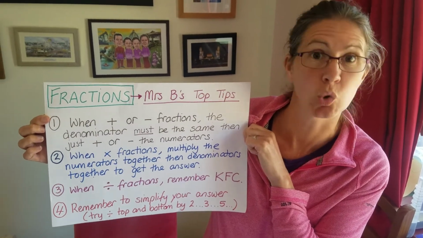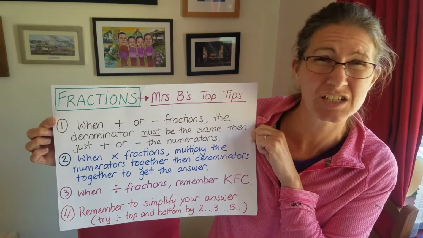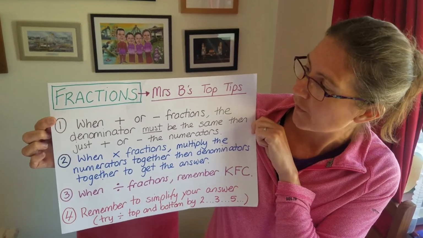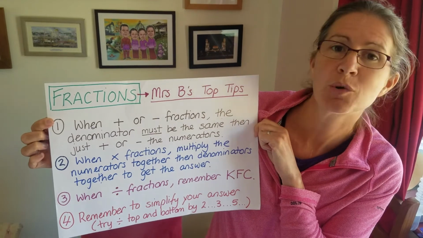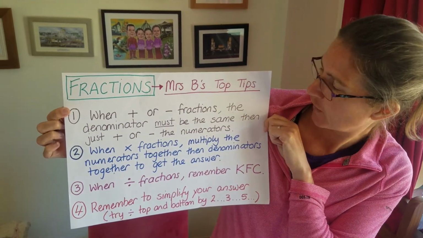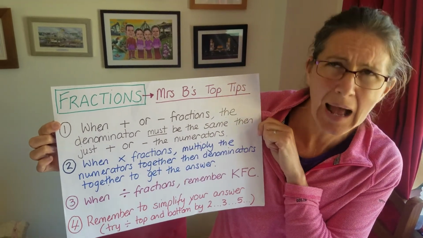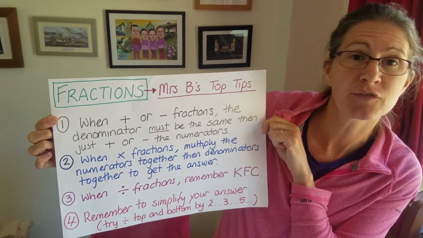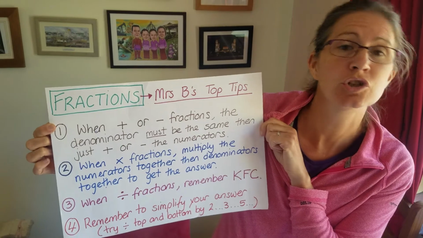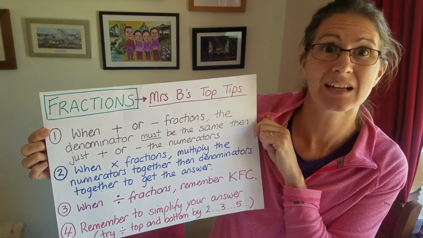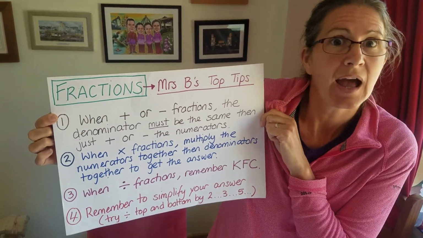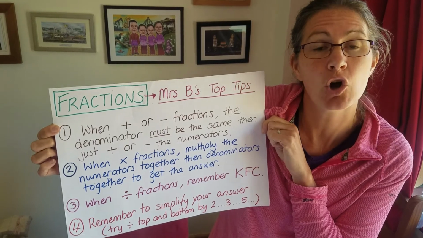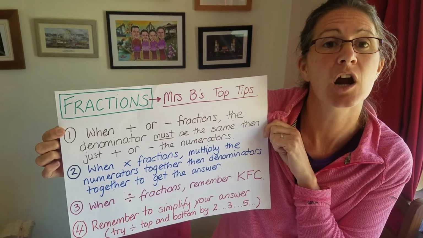Hi, okay, so my top tips are just 4 little points. The first one, when you are adding or subtracting fractions, the denominator absolutely must be the same. And then all you've got to do is add the 2 numerators or subtract one from the other. And hey presto, you get an answer. But it's all about making sure the denominators are the same.